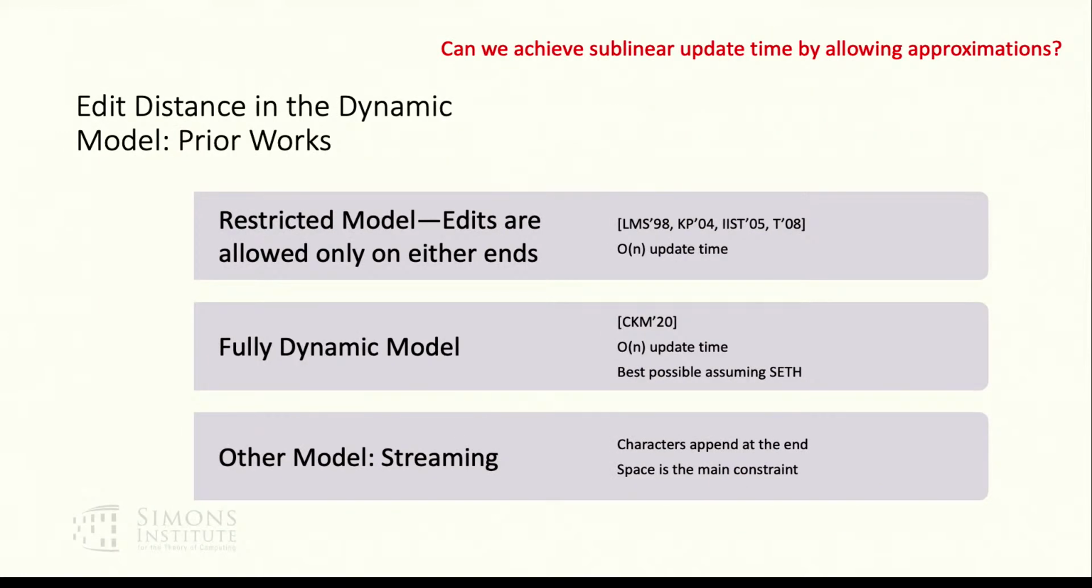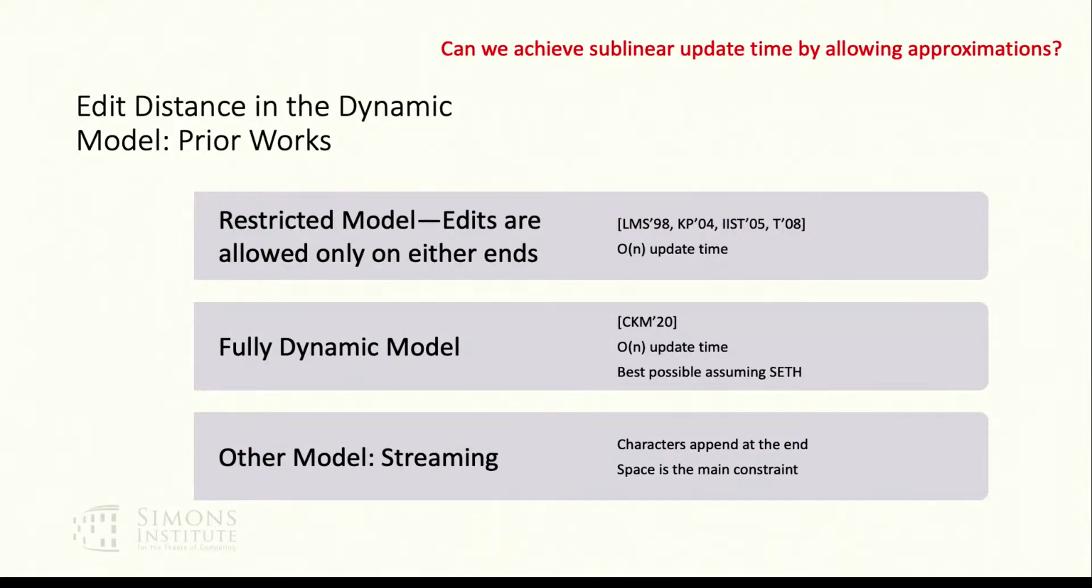So what is known here in the dynamic model for computing edit distance? Well, previously, most of the works had considered restricted models. In the restricted models, the edits are only allowed on either end, either at the beginning or at the end. There has been some work that does that, and they still require linear update time, and they're computing things exactly, but the model is restricted.